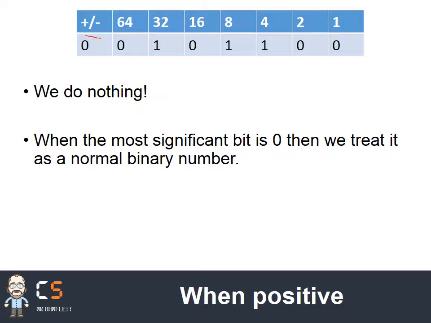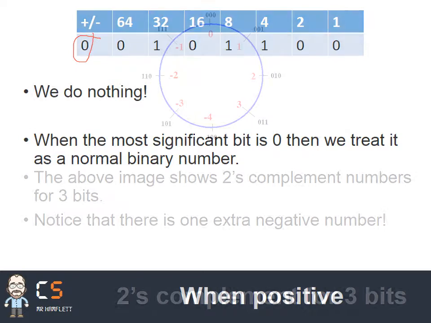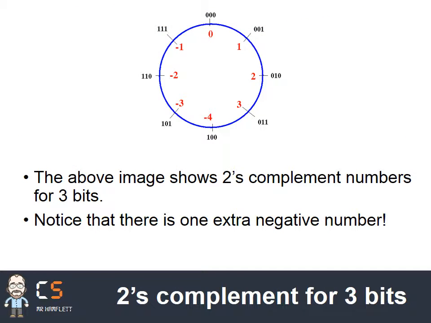If there's a 0 at the front, then we do nothing. Okay, we just accept the number as is. So it's only when there's a 1 at the front that we do something different. And it's based on this number wheel.